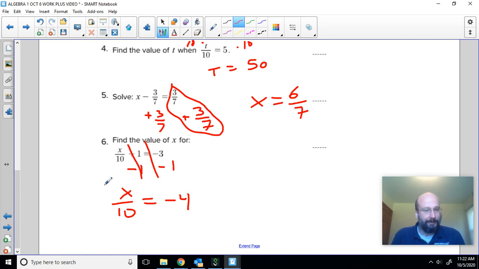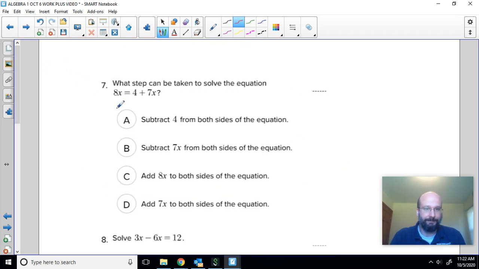Now, how do I move the bottom number of a fraction? I multiply. That gives me x equals 10 times -4 is -40. Two steps. All right.